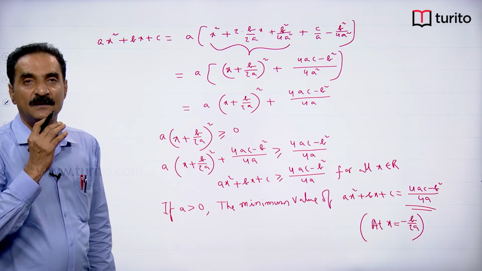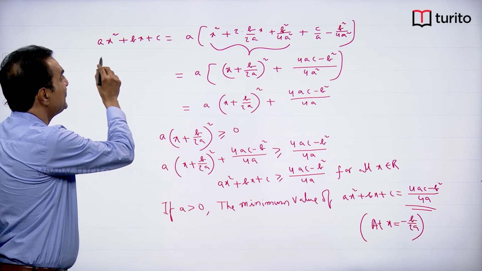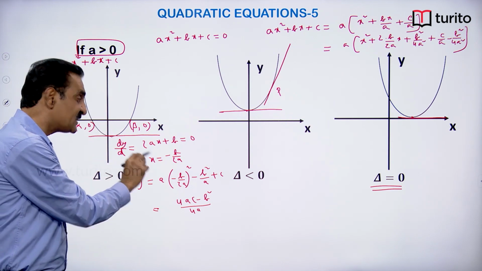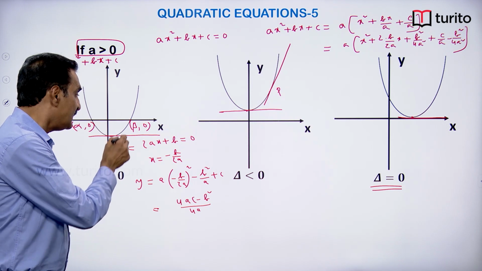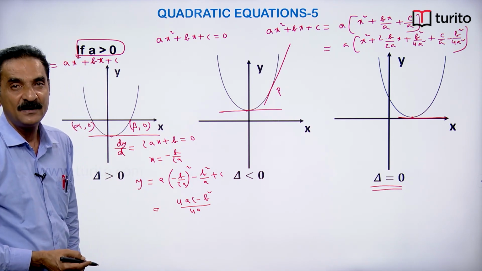So, if a is positive, ax square plus bx plus c will have a minimum value. At what value of x? At x is equal to minus b by 2a, and the minimum value is given by the formula 4ac minus b square by 4a.